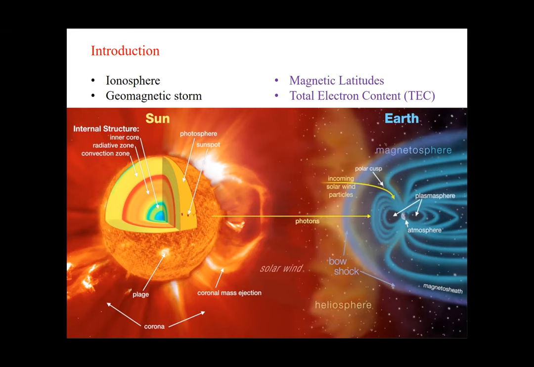During this storm, we have the magnetic latitudes, where we have the low latitude, the mid latitude, and the high latitude. And during this storm, these latitudes receive different disturbances of the electron content. So, first slide.